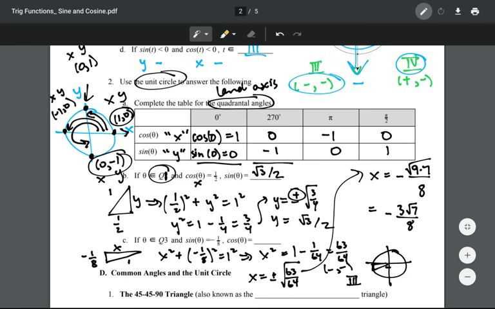So we end up doing quite a bit of algebra here. So the cosine is this x that I just found, and that's going to be negative 3 radical 7 over 8. So it turns out that it's not the sine and the cosine that give us additional steps and challenges. It's really the algebra of applying the Pythagorean theorem. But what I want you to take away from this part is that cosine are the x coordinates on the unit circle, and the sine refers to the y coordinates on the unit circle.